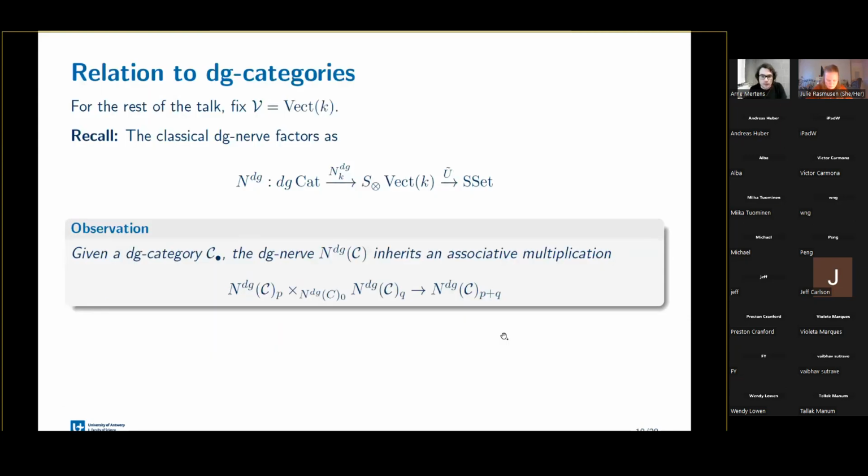Okay. Next up, I want to talk a bit about the relation of these templicial objects to DG categories, which is what I started the talk with. So for the rest of the talk, I'm going to restrict to the case where V is a category of vector spaces, because that's the only context in which DG categories make sense.